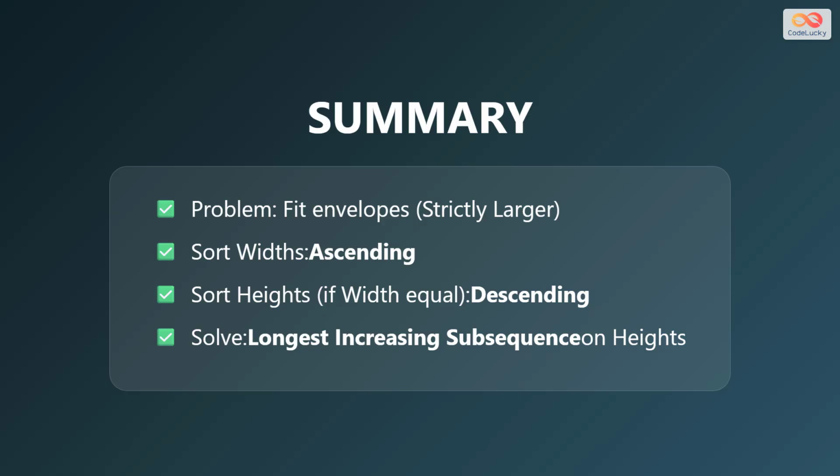To summarize, we transformed a 2D problem into a 1D problem. We sorted widths in ascending order and heights in descending order to handle edge cases. Then, we simply applied the standard longest increasing subsequence algorithm on the heights. This guarantees the maximum number of nested Russian doll envelopes.